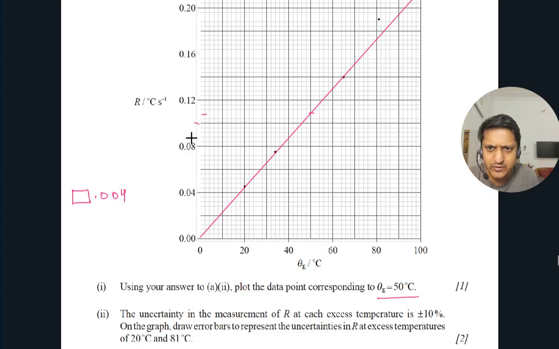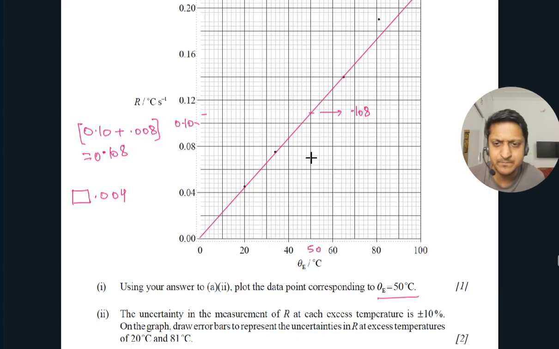This point will be half of that, so 0.10, and after that two boxes, which means 0.008. So it would be 0.108. So we can mark this point as 0.108, and this is at 50 degrees.